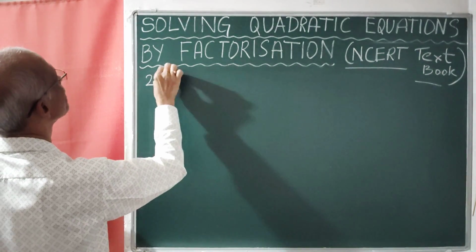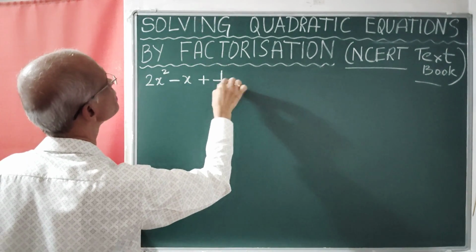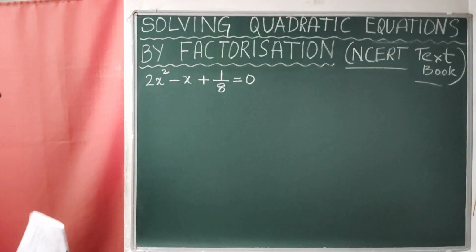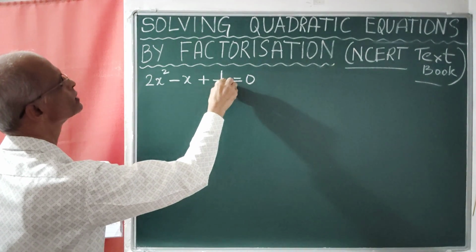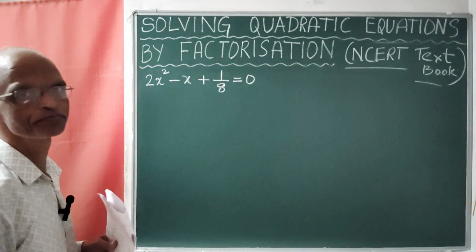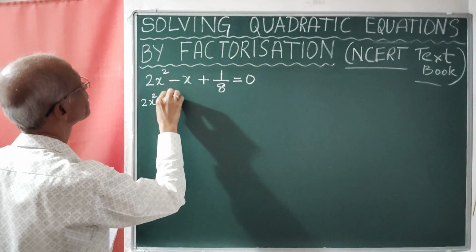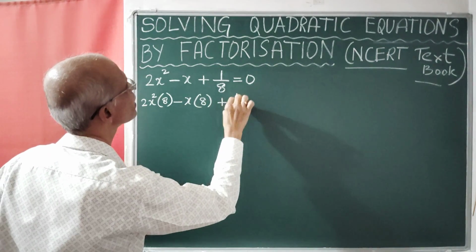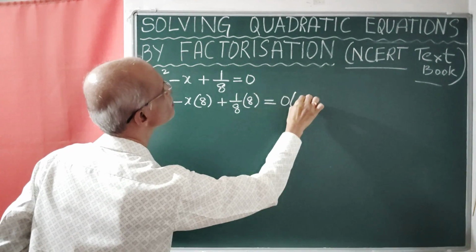Now the next equation: 2x square minus x plus 1 by 8 is equal to 0. To remove this denominator, I am going to multiply all the terms with 8. See, 2x square into 8, minus x into 8, plus 1 by 8 into 8, equal to 0 into 8.